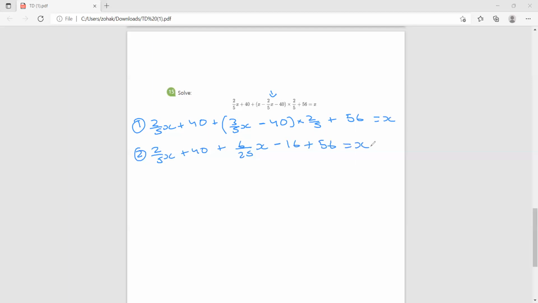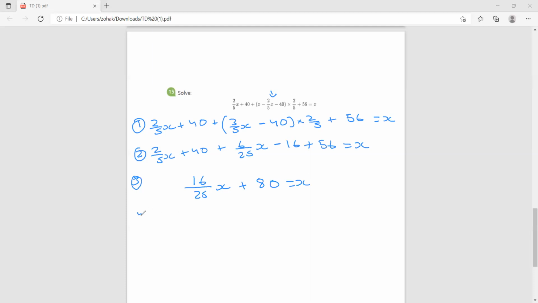Okay, now what we want to do is tidy up the left-hand side. It looks quite messy. Let's add 2 over 5x to 6 over 25x. Well, if we add 2 over 5x to 6 over 25x, we should get the answer of 16 over 25x. Okay, and then we can do 40 minus 16 plus 56, which we know is going to give us the answer of plus 80. Okay, so we know that now we've got 16 over 25x plus 80 is equal to x.